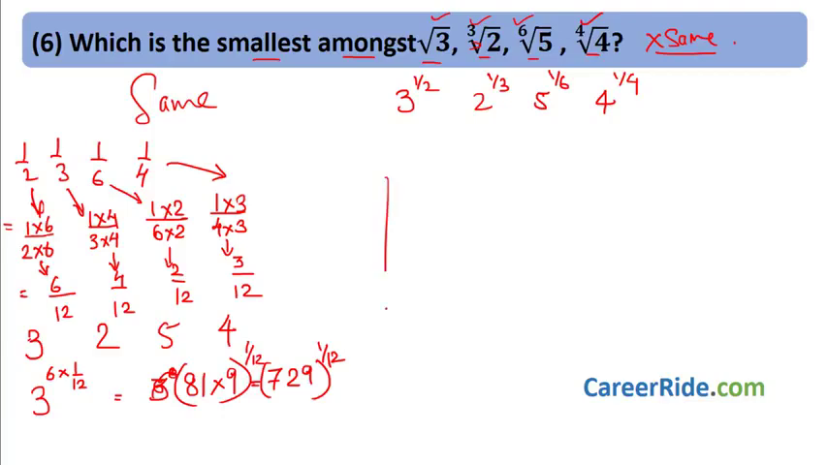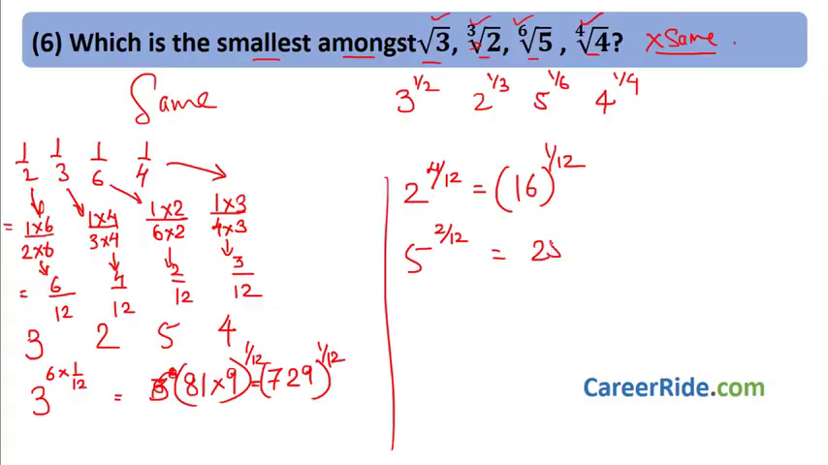Same way for the second one, what do we have? 2 raised to 4 by 12. What you will get? 2 square is 4, 4 into 4 is 16, 16 raised to 1 by 12. Third is nothing but 5 raised to 2 by 12, that would be 25. 5 square is 25, 25 raised to 1 by 12. Next is 4 raised to 3 by 12, that is 64 raised to 1 by 12.